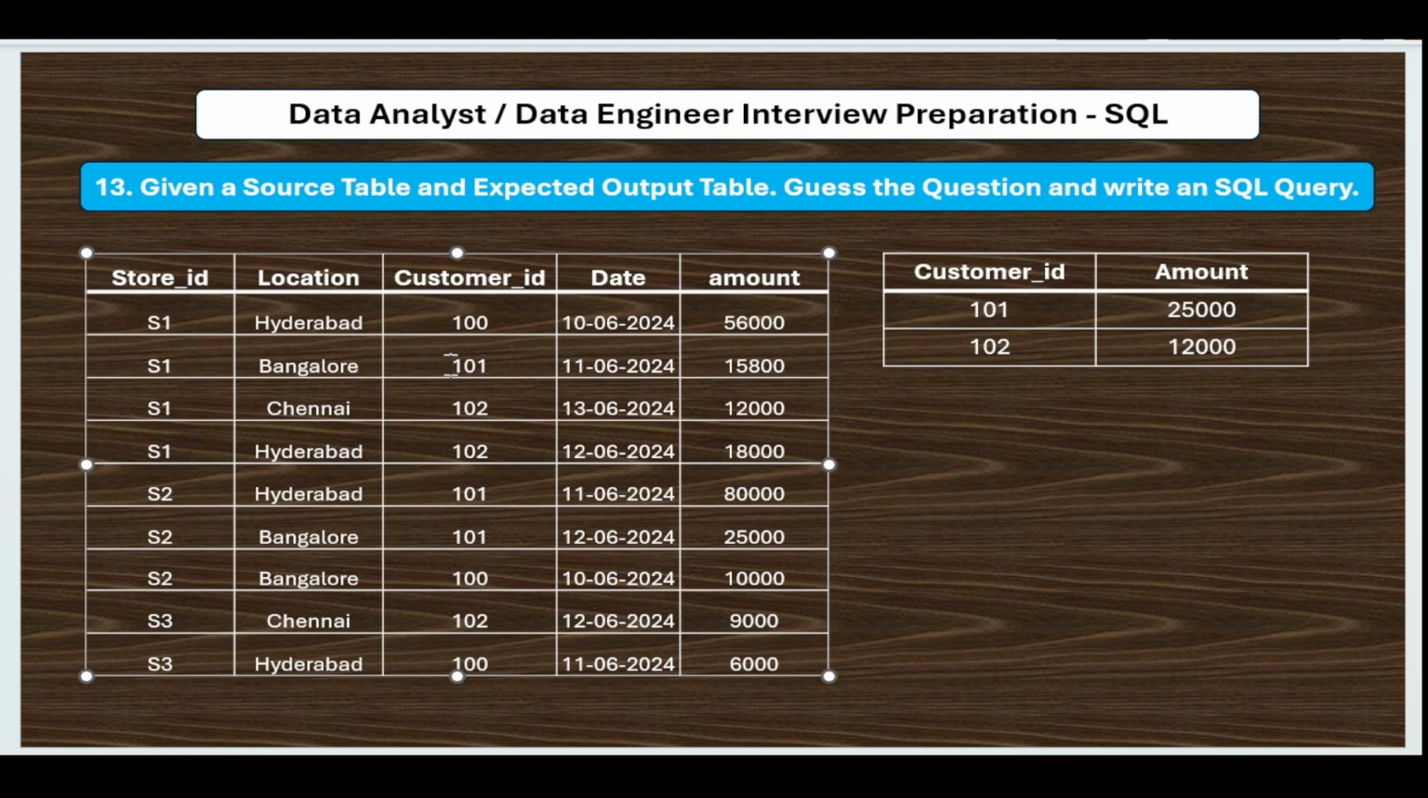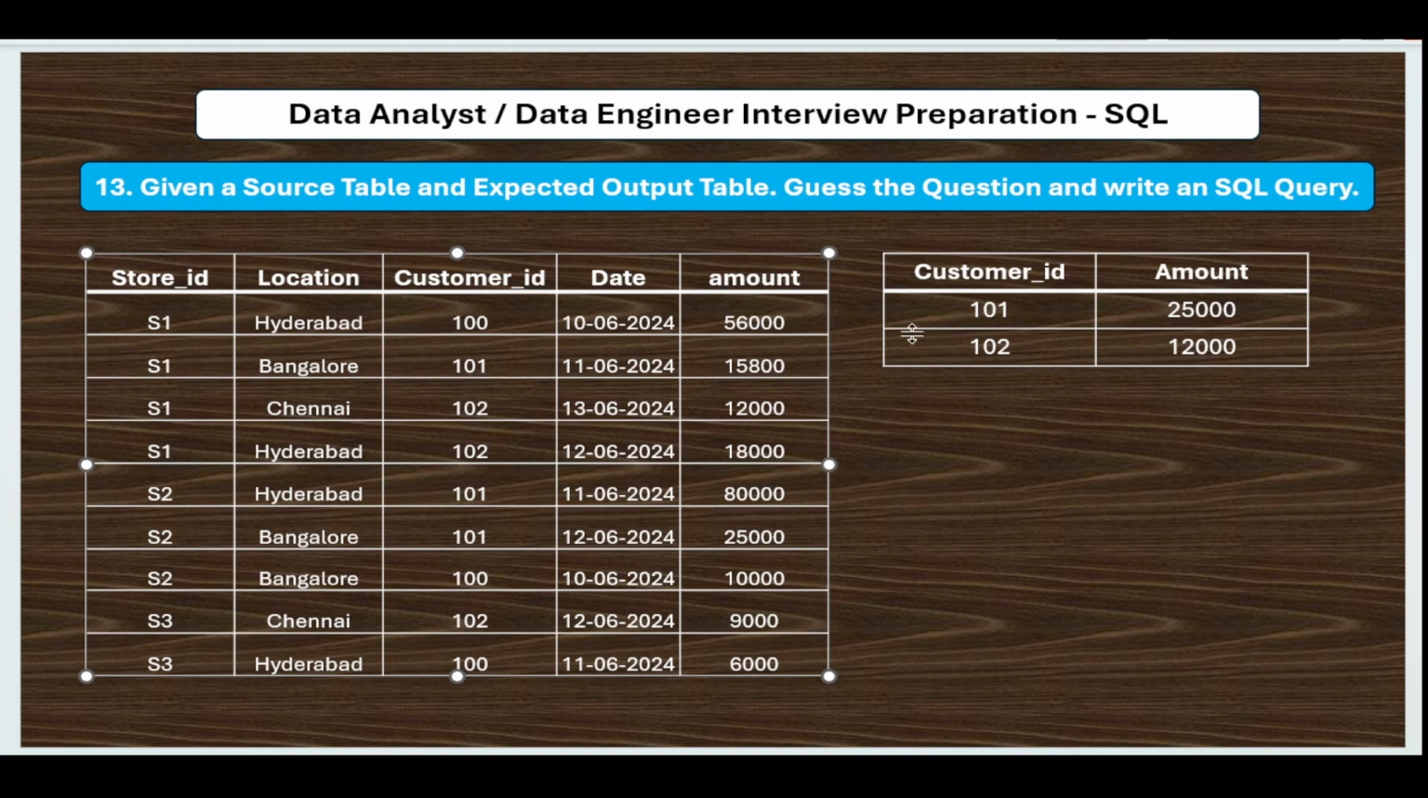Similarly, customer ID 101 shopped on 11th June in Bangalore. On the same date, 11th June, he went to Hyderabad and did one more shopping. On the next day he went back to Bangalore and did another shopping. Likewise, for customer 102, on the 12th he did two shoppings: in Hyderabad he did one shopping, went to Chennai and did another, and the next day he did another shopping.